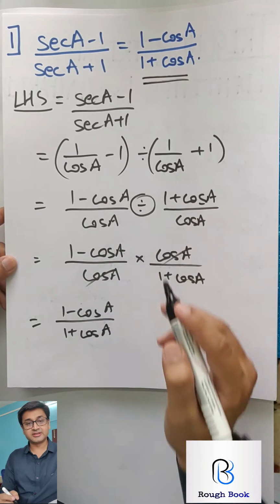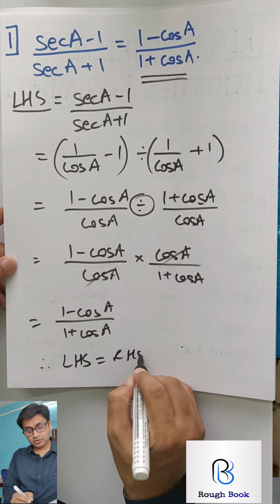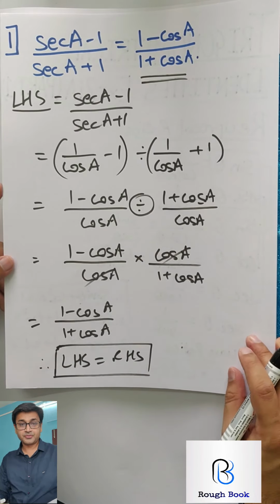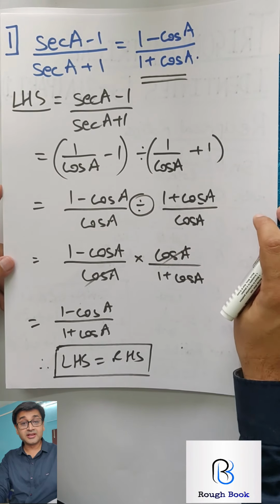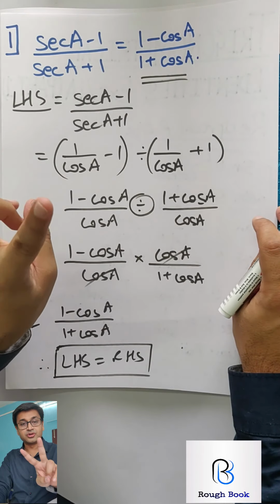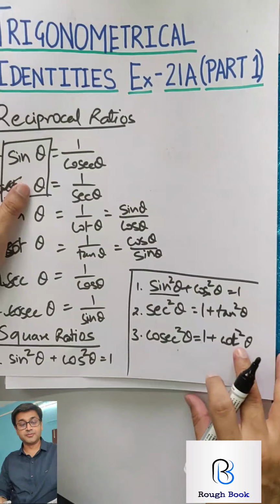Is that what our RHS is? Yes. So you can say therefore LHS is equal to RHS. Do you understand now how to go about it, everyone? Was it simple? Then who says trigonometry is tough? You just need to know two things: reciprocal ratios and square ratios. So once again, shall I repeat them? It becomes very simple.